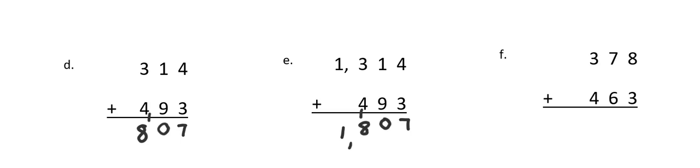And in problem F, I have 8 plus 3, which is 11. And again, I'm going to show that 11 as a 10 and a 1. Moving to my tens place, I have 7 plus 6, which is 13, plus 1 more, which is 14. I'll put that 14 as 1 in my hundreds place and 4 in my tens place. In my hundreds place, I have 3 plus 4, which is 7, plus 1 more, which is 8, which gives us a sum of 841.